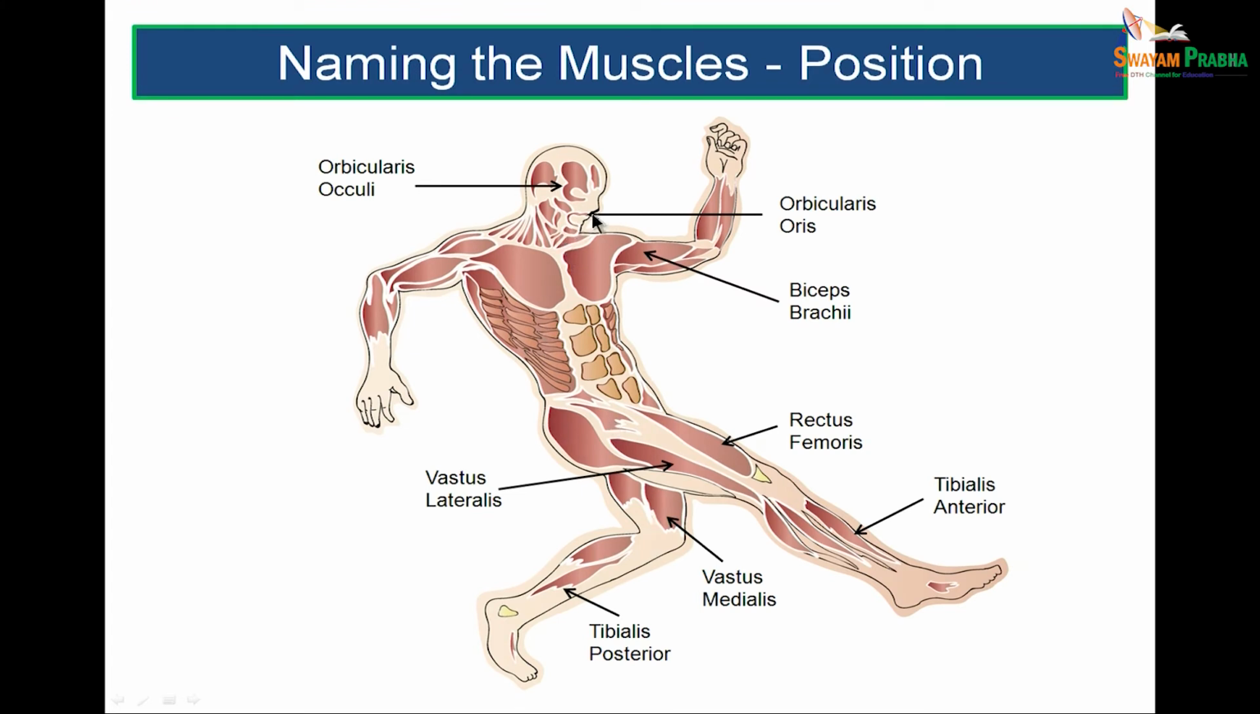So, that is your orbicularis oculi, orbicularis oris, the biceps brachii of the arm, rectus femoris, the vastus lateralis here, tibialis anterior, tibialis posterior, and that is your vastus medialis. So, here you get an idea that the position of the muscle, where it is placed in the body, would determine the nomenclature for the muscle.